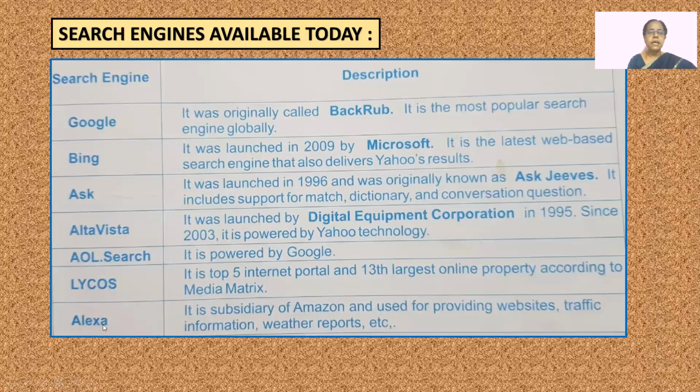You know about Alexa, everybody knows it's a subsidiary of Amazon. And what does it do? It's used for providing you websites. It allows you to have free traffic information. It also gives you weather reports. These are some of the things and their descriptions.